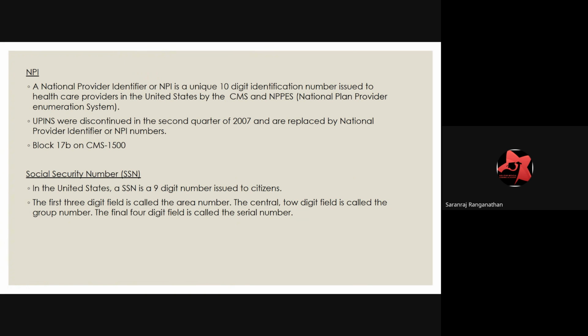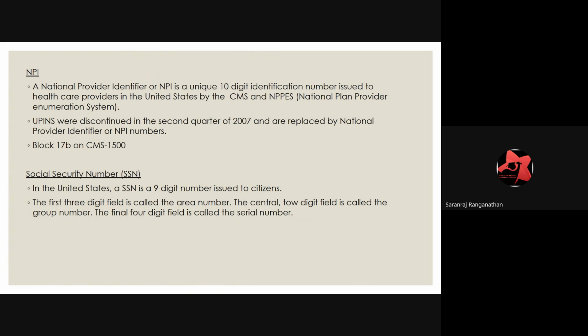UPINs were discontinued in the second quarter of 2007 and were replaced by the National Provider Identifier, which means the NPI number. Previously they used the UPIN, but nowadays, if you check NPI numbers, we can look up US doctors' numbers in Google itself. So for each and every provider, that NPI number will be there. It won't get changed.